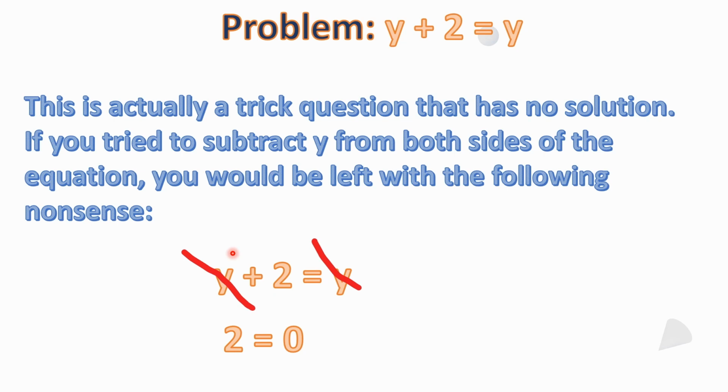If you tried to subtract y from both sides of the equation, you'd be left with the following nonsense. You'd end up with 2 equals 0, right? Which makes no sense. So there is no solution. That's really an invalid equation.